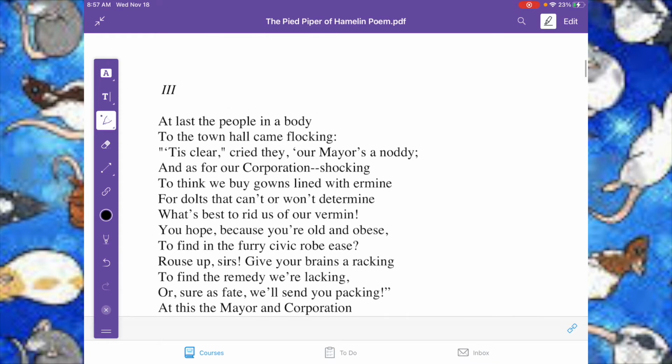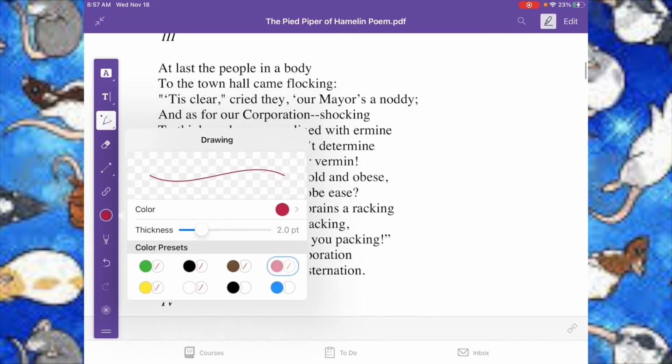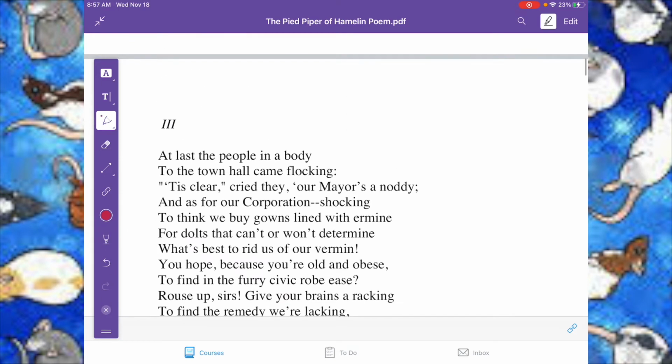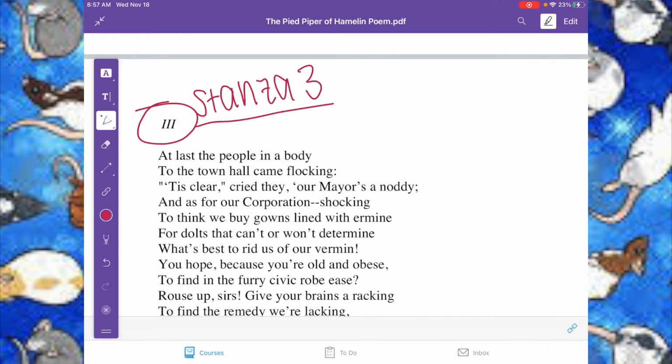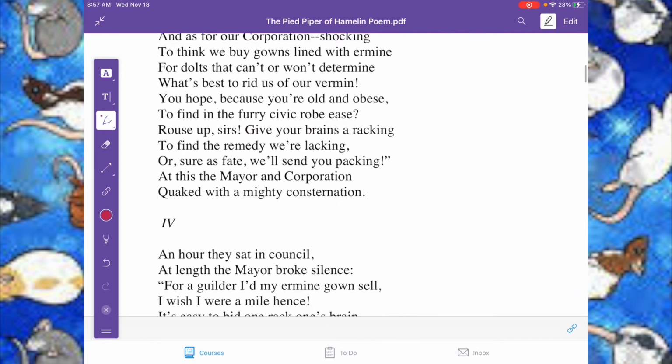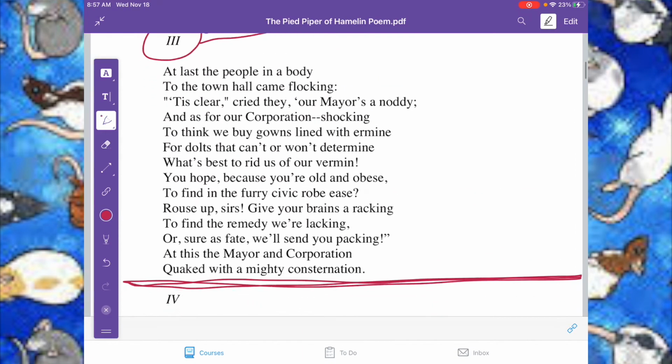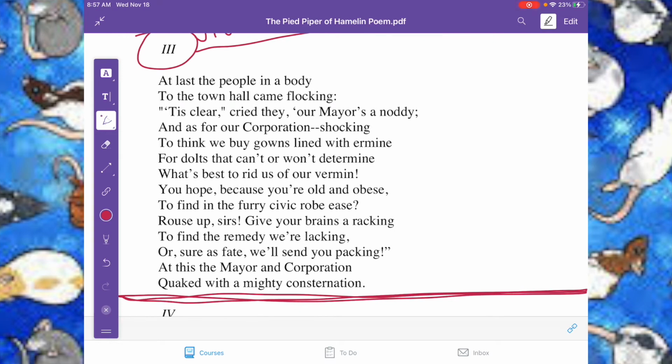Let's go ahead and move to stanza 3. We're going to annotate this one. These are Roman numerals, so we're just going to add our numbers so we can find things. Okay, and we're going to divide this so that we can focus on just one stanza at a time.